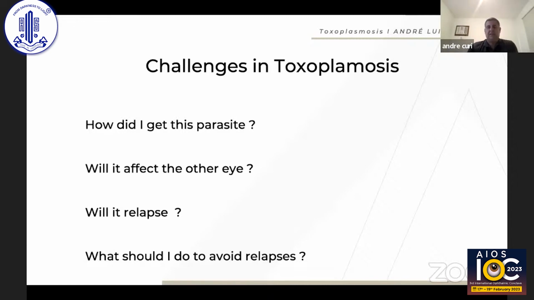Will it affect the other eye? It's quite common to have this question. If you think of the transmission of the toxo and how they spread through the body, you should expect it to have the toxoplasma in both eyes. But what we see normally is that it affects only one eye.